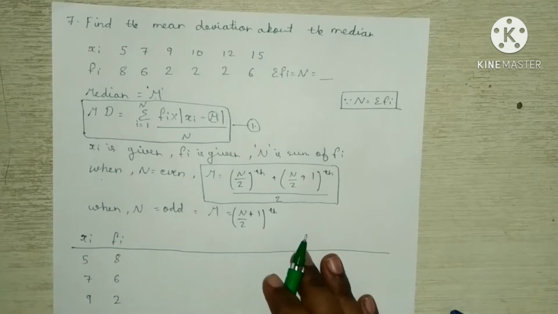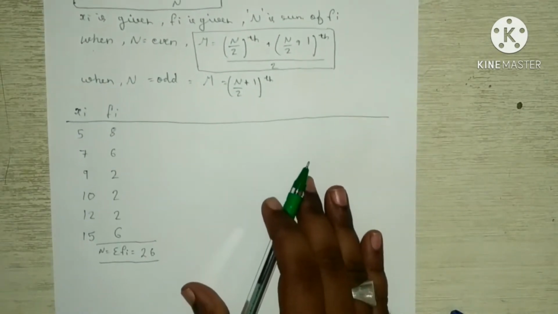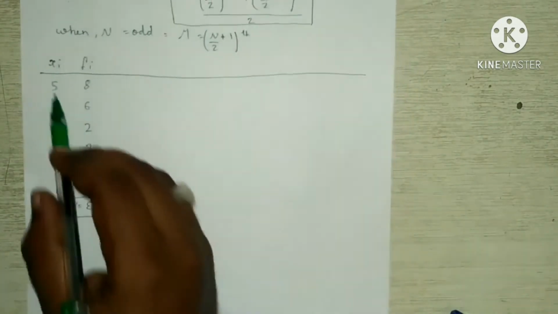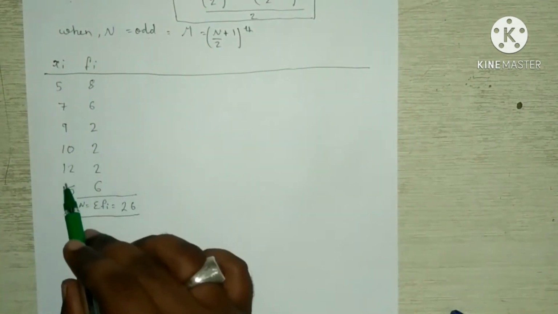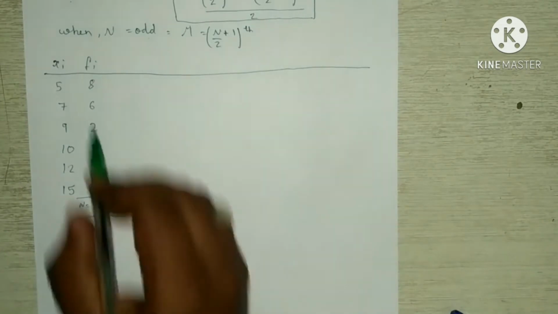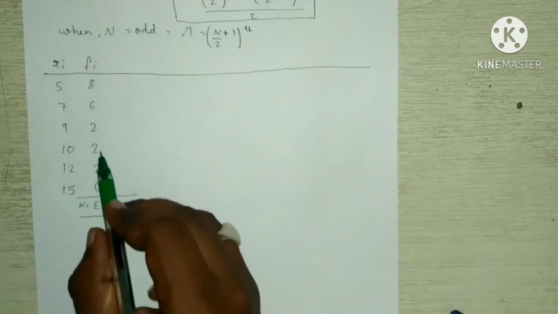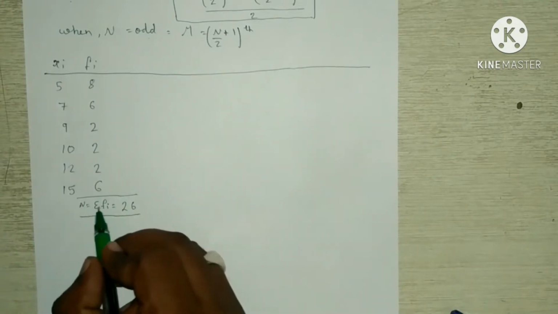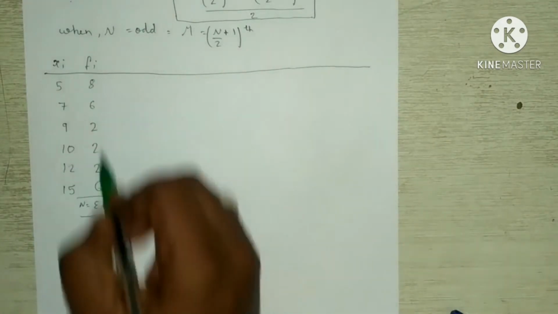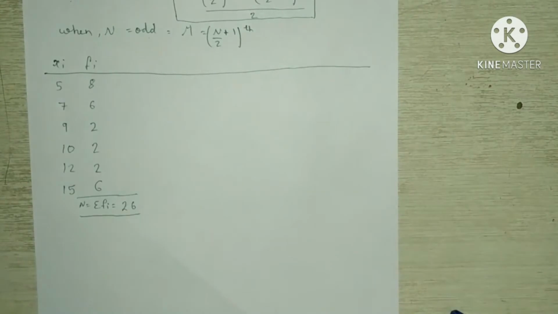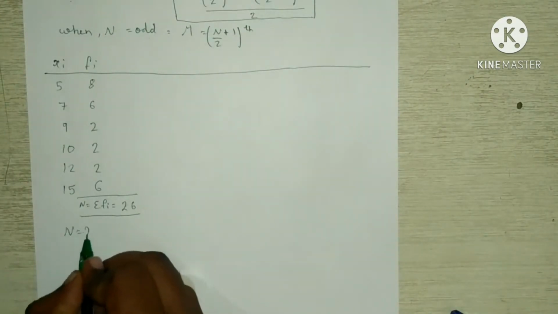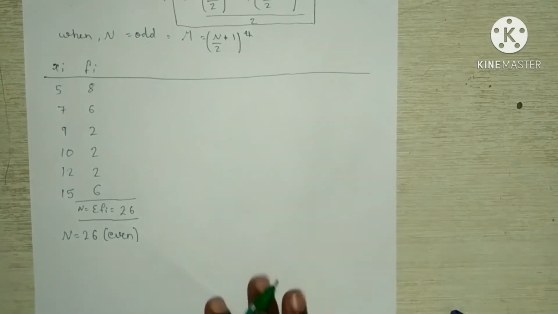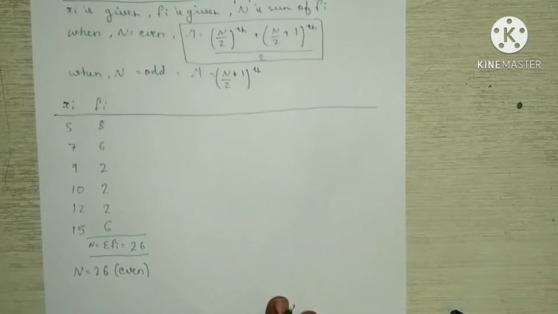Okay, next we'll go with the given question. The given question consists of xi and fi. xi is 5, 7, 9, 10, 12, 15. fi is 8, 6, 2, 2, 2, 6. n is equal to summation of fi. Add all of these and you'll get 26. So n is equal to 26, and 26 is an even number.